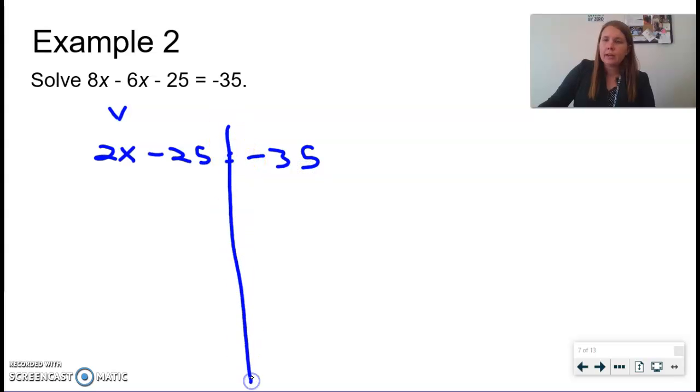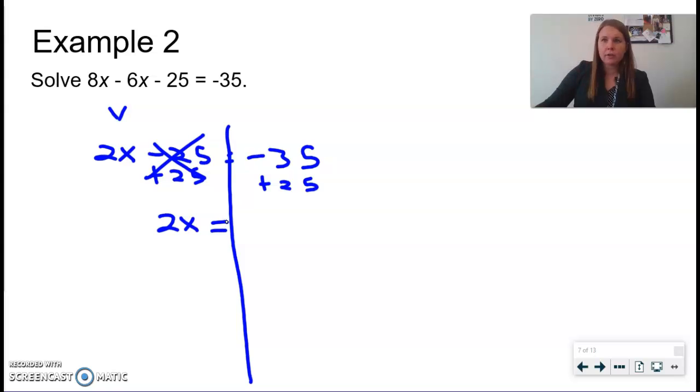Again, I like to draw the line down the center. I'm going to undo the addition or subtraction first. Then in this case we have subtraction. The opposite of a subtraction is addition. So we're going to add 25 to the other side. These cancel each other out. I'm left with 2x equals.